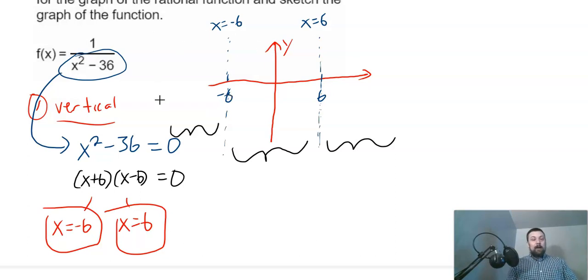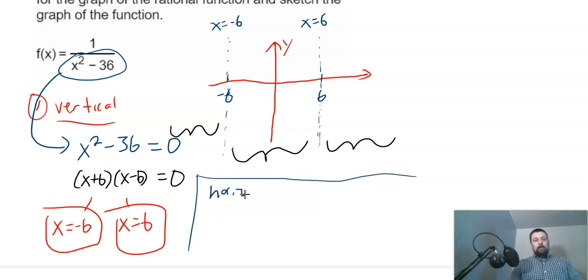We have to graph the part that's over here, the part in the middle, and the part on the right-hand side. To do that, we need points, but the horizontal or oblique asymptote would also be helpful. So let's go ahead and find that. Let's do the horizontal or oblique.